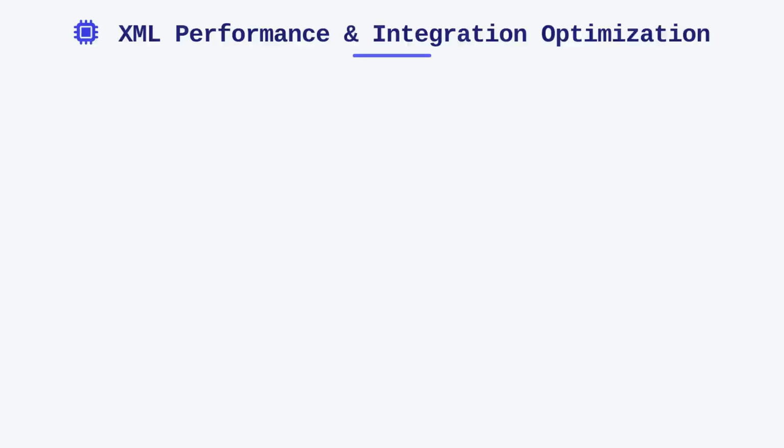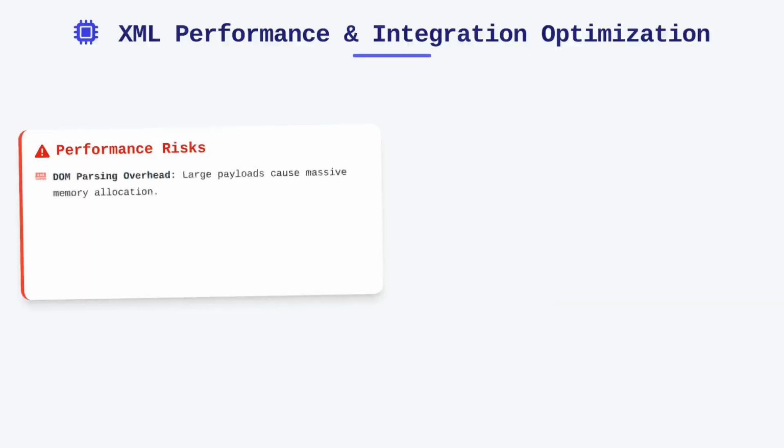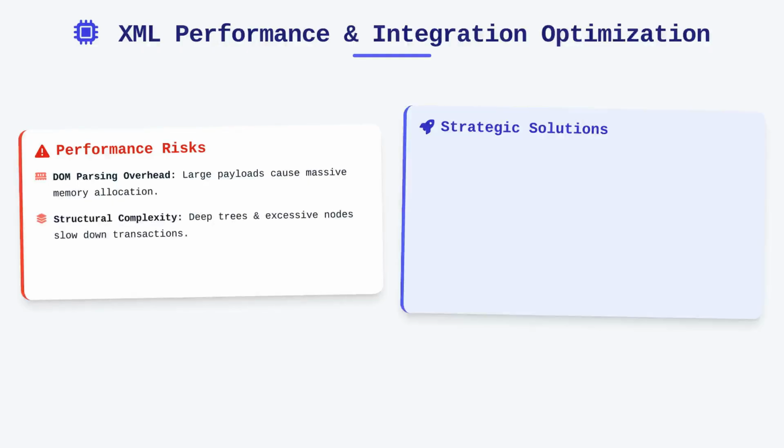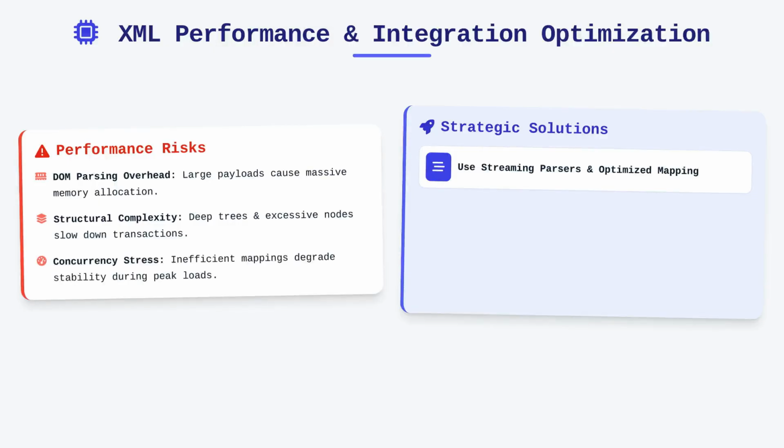We should also consider the performance implications of complex XML payloads. Large payloads require significant memory allocation for DOM parsing, which can lead to overhead if not managed through streaming parsers or optimized mapping configurations. As we configure the gateway for REST or SOAP interactions, we aim to minimize the depth of the tree and the number of nodes processed in a single transaction.